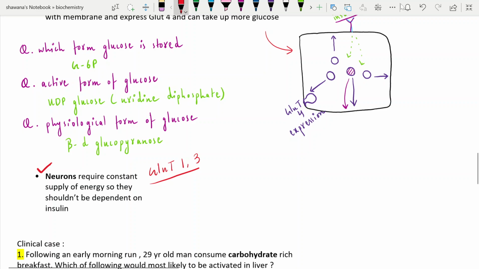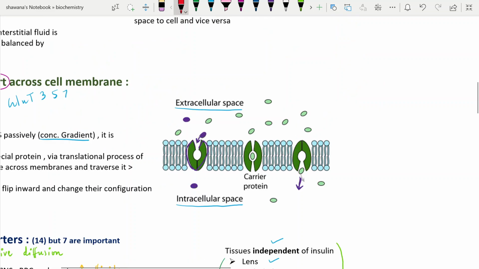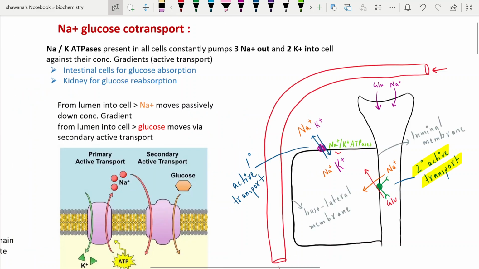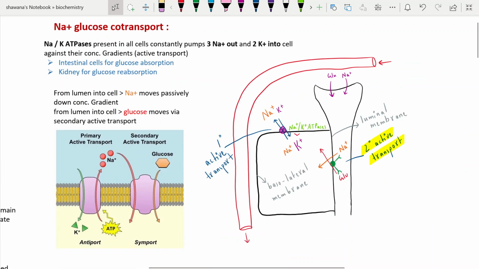Okay, there is another thing I need you to remember: what is the relation between sodium and glucose co-transport? This is very important because it is present in glucose absorption in the intestine and glucose reabsorption in the kidney. What is the sodium glucose co-transport mechanism?